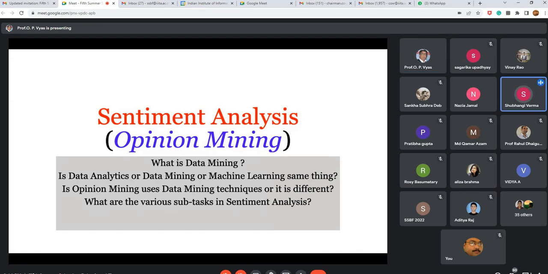I think yes, sir. It's just that if we talk about numerical data, that is data mining. And if we talk about more of qualitative data, like taking the opinions of the people present on social media, that will be opinion mining. That's what my take is.